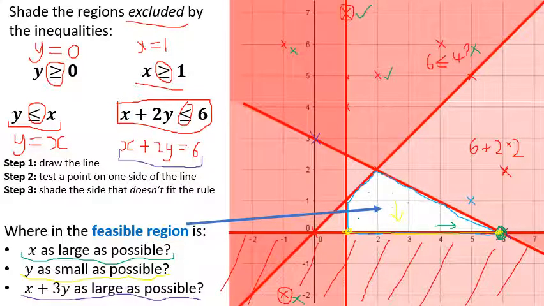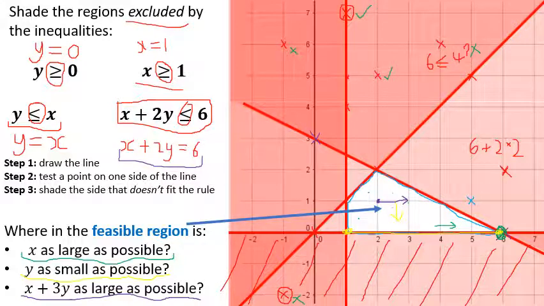If we start at the point 2, 1, we could move to the right, and 2, 1 becomes 3, 1. Well, that changes the value of x add 3y from being 2 add 3 1s, which is 5, to being 3 add 3 1s, which is 6.